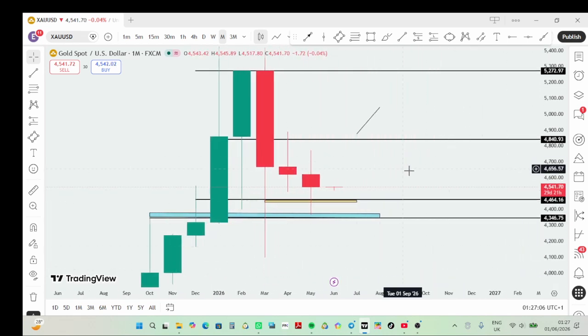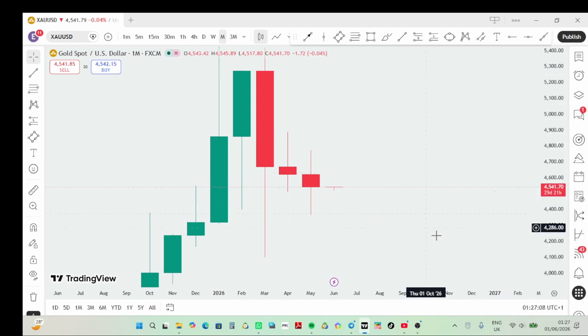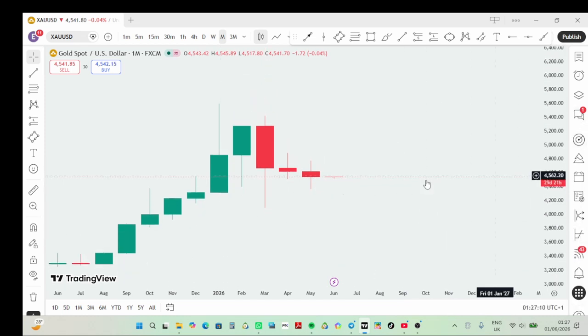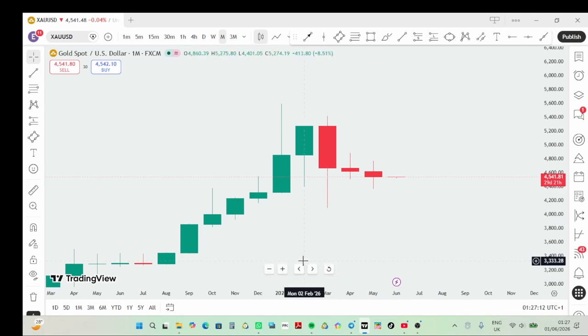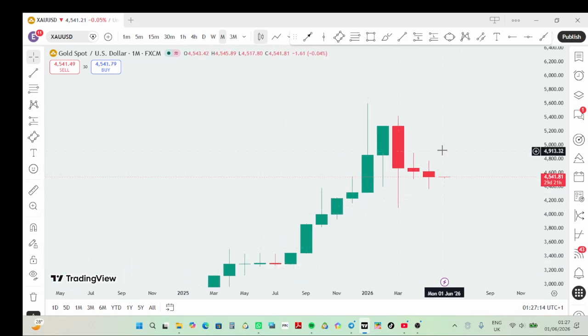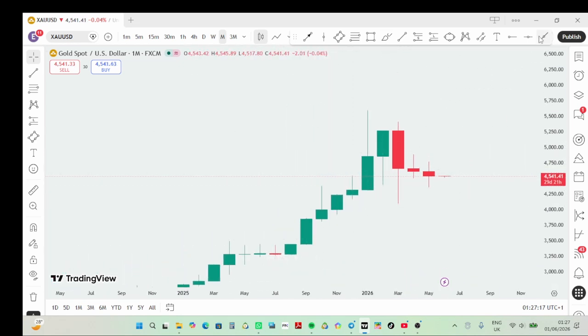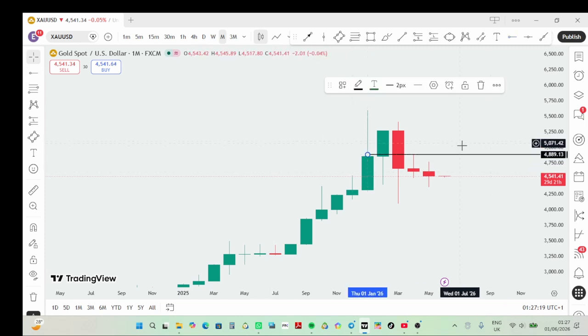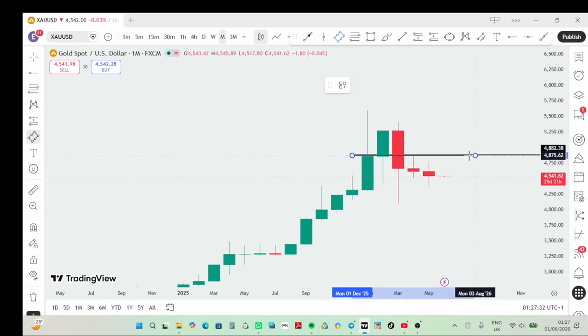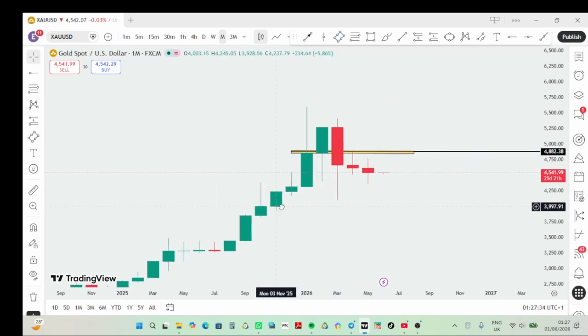Let's break it down from the month of May. From this monthly time frame, I'm expecting gold to come to this level, which is the 4,882 level. I'll be putting a zone here for me to identify where I'm talking about.